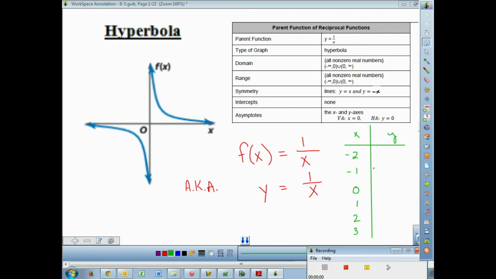All right, this is 8.3 in Advanced Algebra 2. Today we talk about hyperbolas and inverse squared.